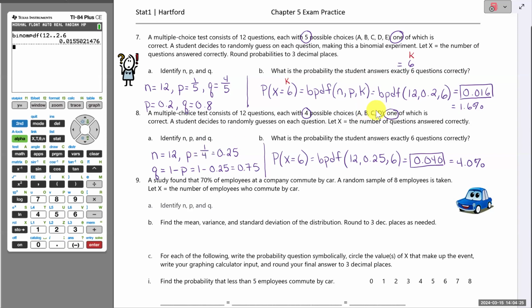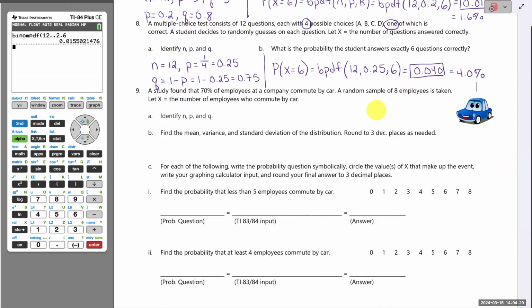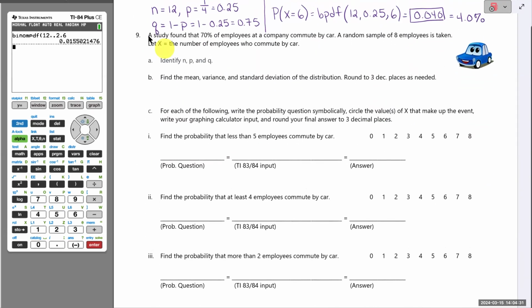All right, done with multiple choice. Let's go to our employees at a company. So a study found that 70% of employees at a company commute by car. They take a random sample of 8 employees, and X will be the number of them who commute by car.